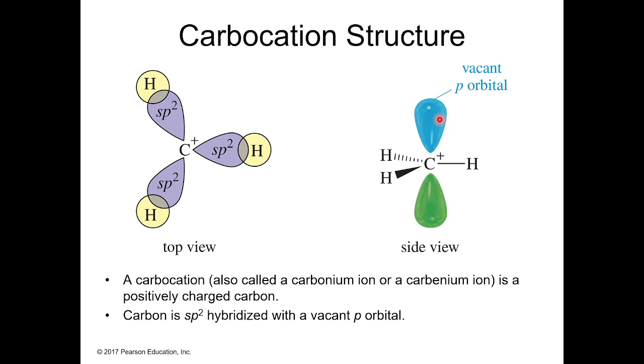That vacant empty p orbital doesn't actually take up any space per se. It doesn't cause these sigma bonds, these electron domains here, to be pushed in any direction because it's empty, right? It doesn't have electrostatic interactions. It doesn't have a negative charge. It's in fact positive. This can also be called a carbonium ion or carbenium ion. Those are 2 other names for this that you'll commonly see.